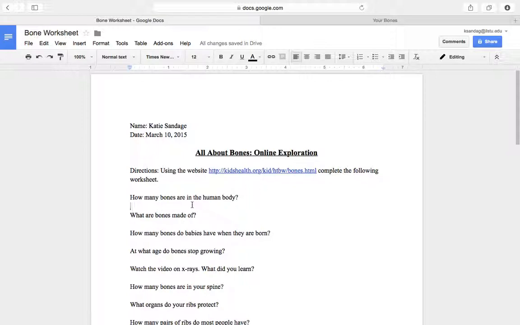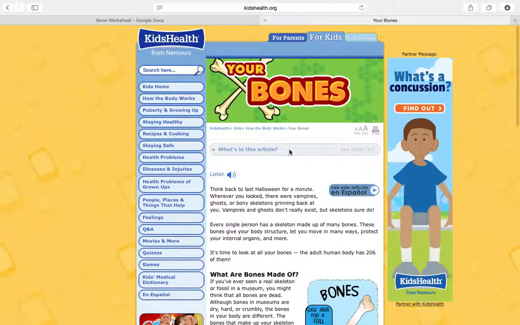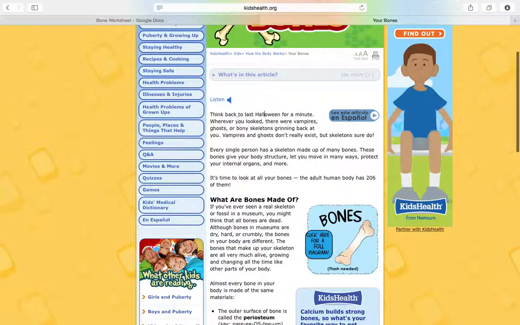How many bones are in the human body? Looking at this question, seeing that it says how many, I know I'm going to be looking for a number. So I'm going to start reading here. Think back to last Halloween for a minute. Wherever you looked, there were vampires, ghosts, or bony skeletons grinning back at you. Vampires and ghosts don't really exist, but skeletons sure do.